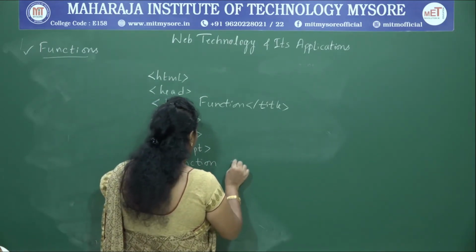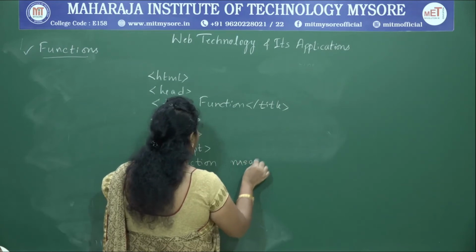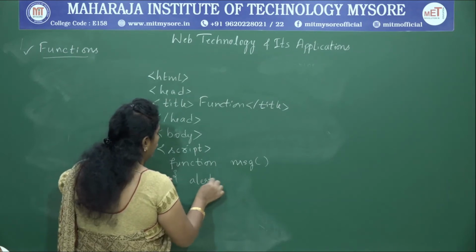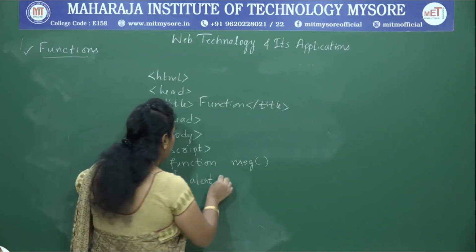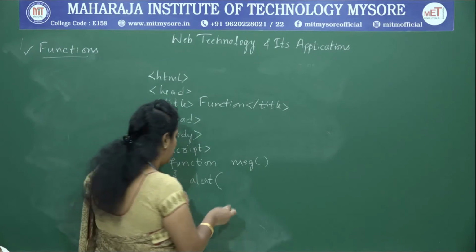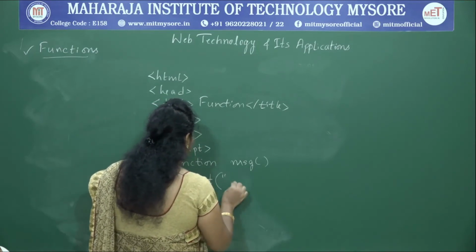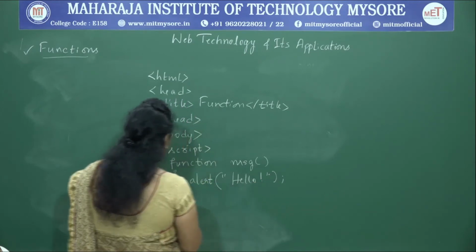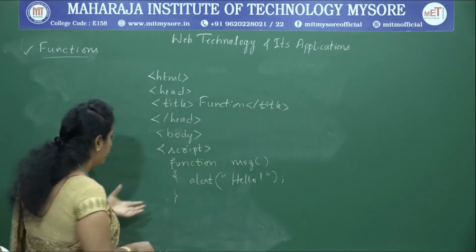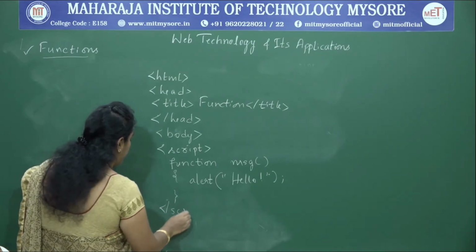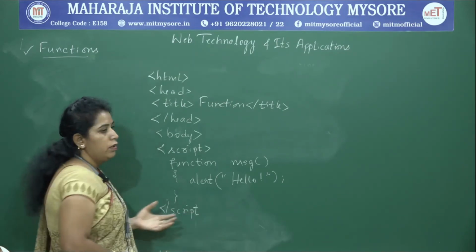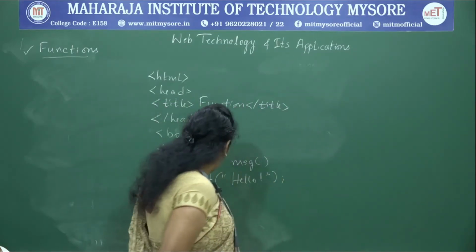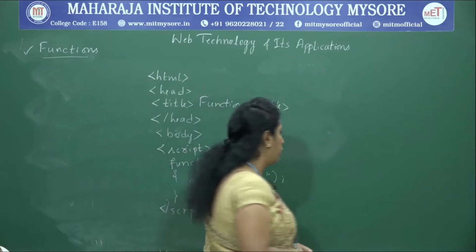I am going to take a function name called message. What is it going to do? It is using the alert function to print some alert message. I mean to say hello. So this is a function definition. Now you close the script. Next I will continue here. After closing the script, you have to call that function.